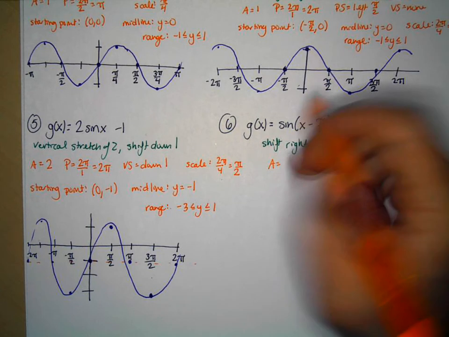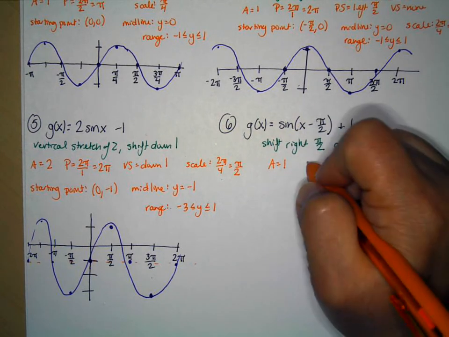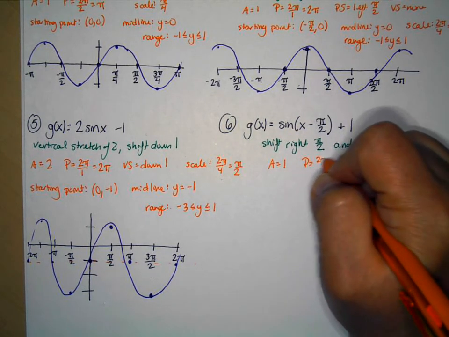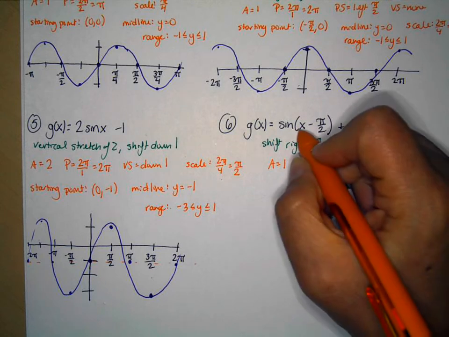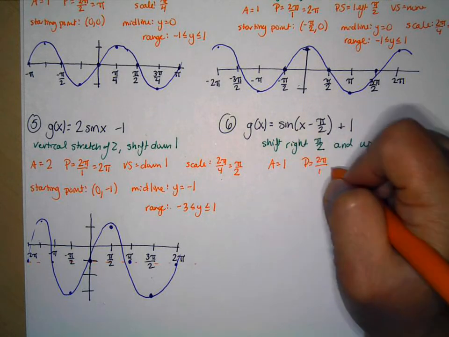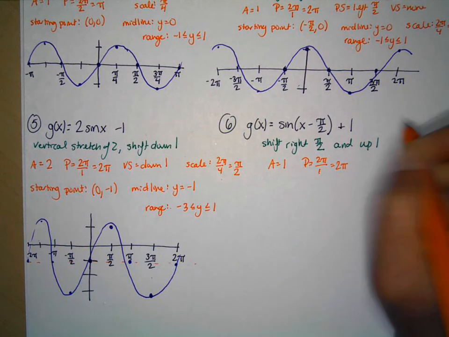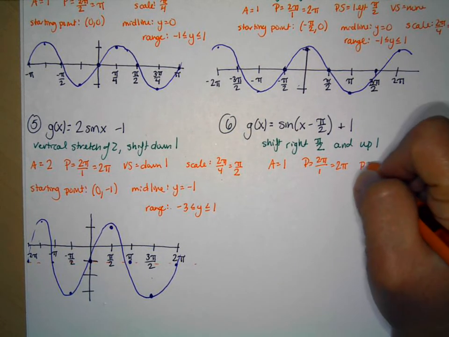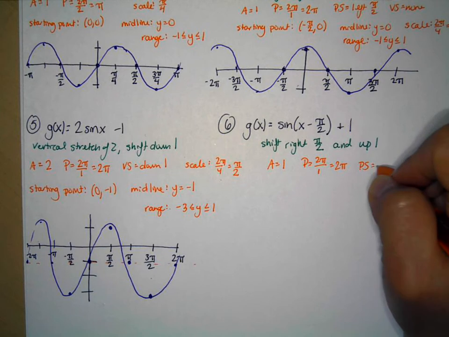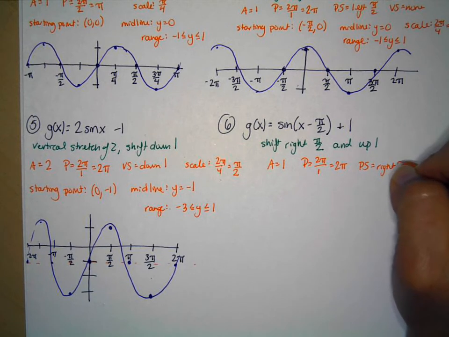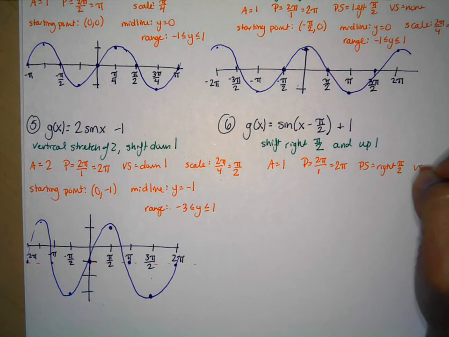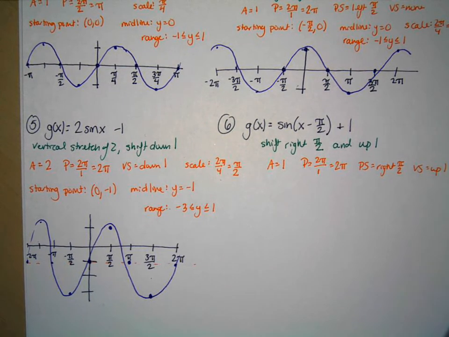Amplitude, the number in front of our sine, we can say is 1. Period equals 2 pi divided by the number in front of our x. Well, hey, that's also 1, so 2 pi divided by 1 is 2 pi. We have a phase shift of right pi over 2 and a vertical shift up 1.